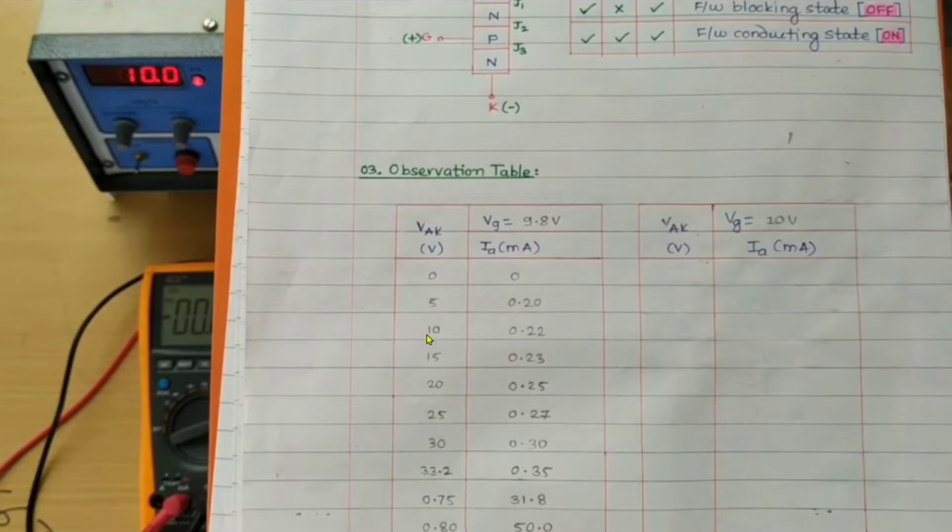So this indicates forward blocking state. But what happens after 33 volt? Voltage suddenly decreases and current suddenly increases. So this indicates that our device is in on state. This condition is known as forward conducting state.